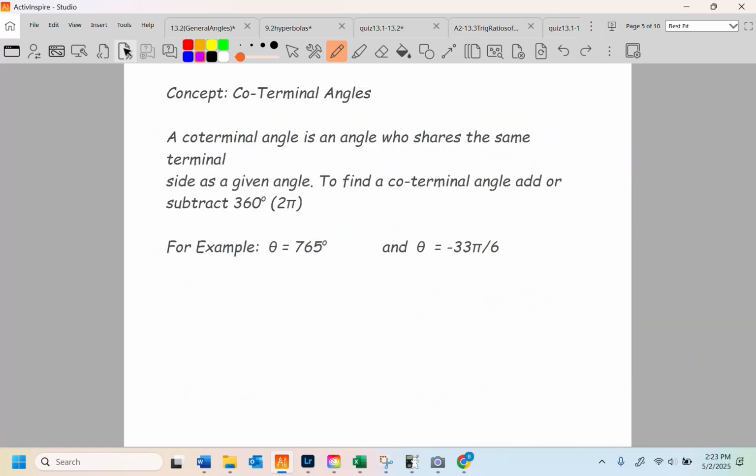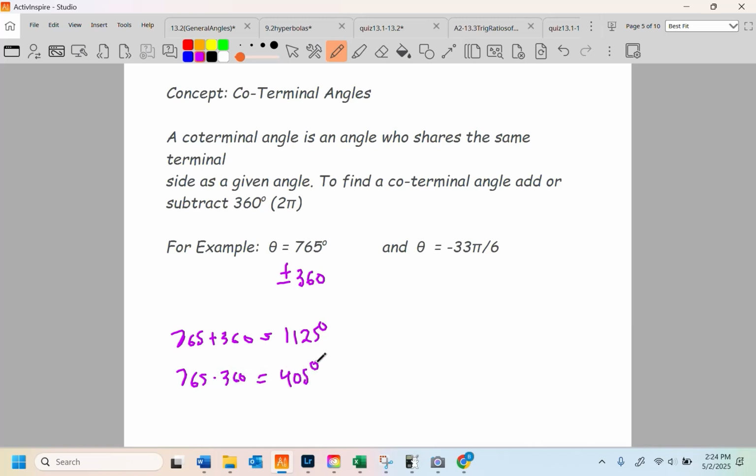Moving forward with our lives. The concept of coterminal angles, which you've done before, I just put in here again. But for example, if you have theta being 765, you would plus or minus 360. So 765 plus 360 degrees is 1125 degrees. 765 minus 360 is 405 degrees.